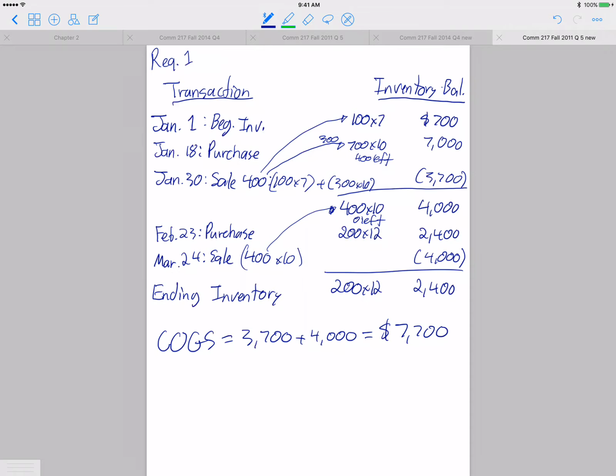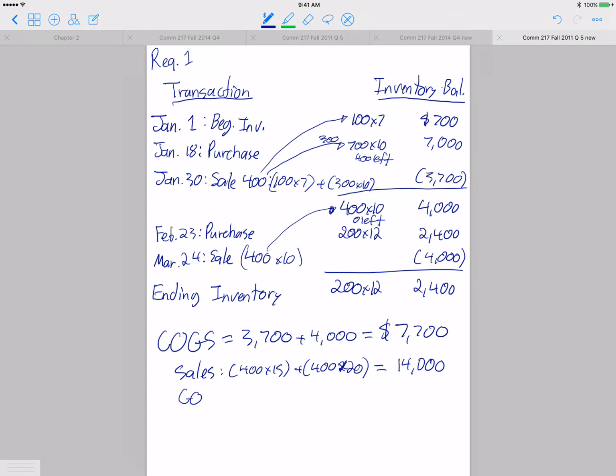And finally, the question also tells us to indicate the gross profit. And gross profit is your sales minus your cost of goods sold equals your gross profit. Therefore, the sales amount will be 400 times 15 because we sold 400 units for $15 each. And on March 24th, we sold an additional 400 units at $20 each. This gives us 14,000.